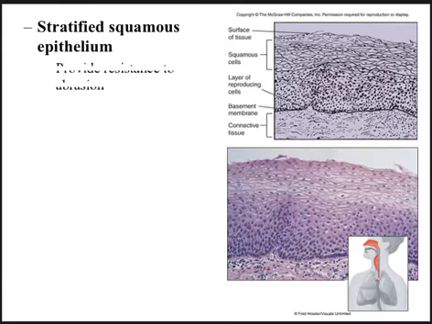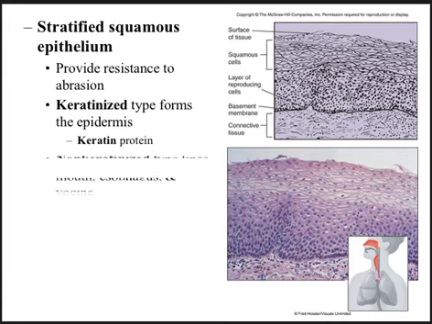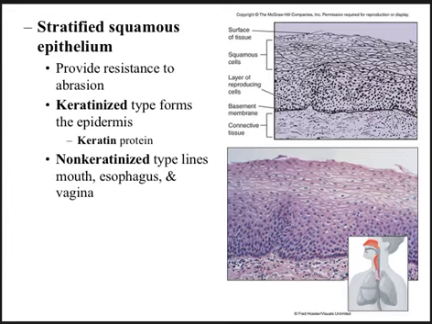So you can see an example of stratified squamous epithelia here. They provide resistance to abrasion and to physical insult. The keratinized type forms the epidermis. That's the outer surface of your skin. For instance, if you touch your arm, okay, you're feeling stratified squamous epithelial tissue that's keratinized. It tends to be rather dry to the touch. The protein keratin is what provides this toughness, but also produces a membrane that's not terribly smooth.